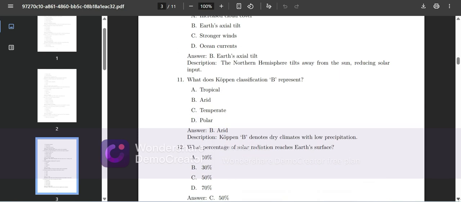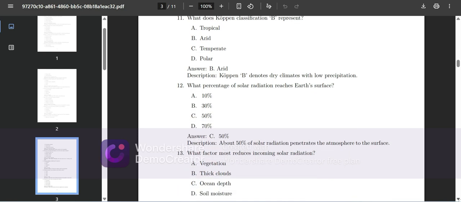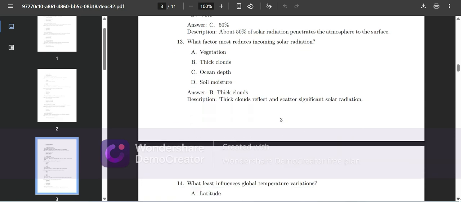What does Köppen classification B represent? Arid. Köppen B denotes dry climates with low precipitation. What percentage of solar radiation reaches Earth's surface? 50%. About 50% of solar radiation penetrates the atmosphere to the surface.